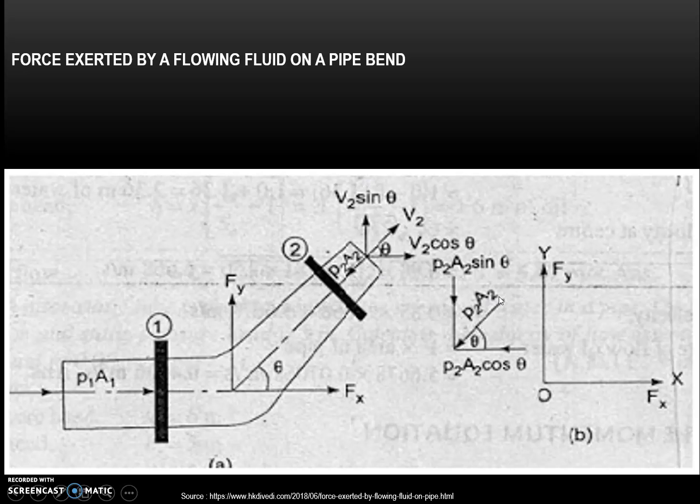Similarly, P2A2 is acting on section 2 and it is inclined at an angle theta. So its horizontal component will be P2A2 cos theta and its vertical component will be P2A2 sin theta. Here we need to give attention to the values of V2 and P2A2 along the x and y directions.